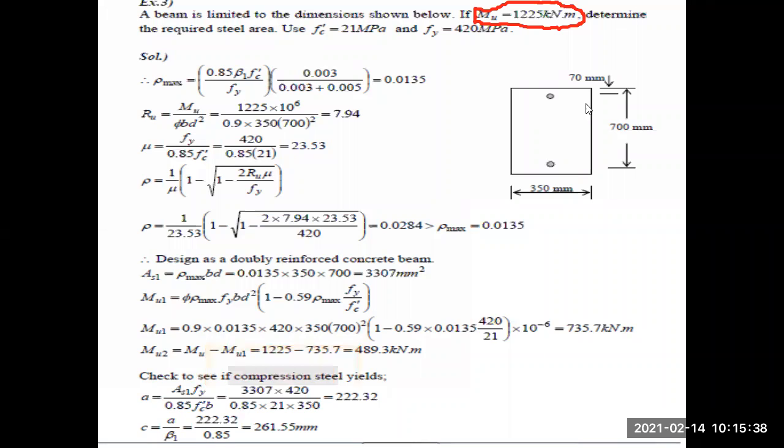We could have maintained the section to be a singly reinforced section if we were allowed to increase the depth or the width, or both of them. If we increase the depth or the width, we could have maintained it as a singly reinforced section, by increasing either the depth or the width or both together.